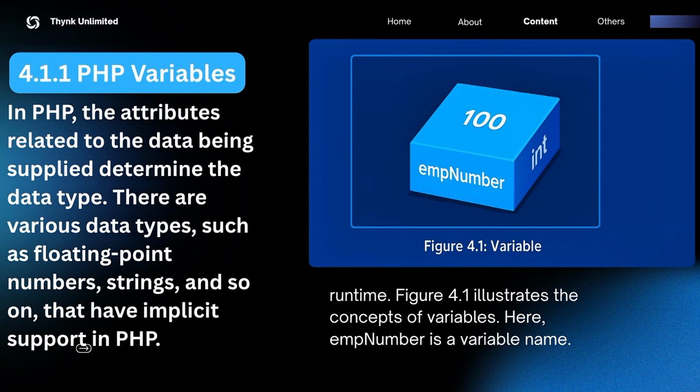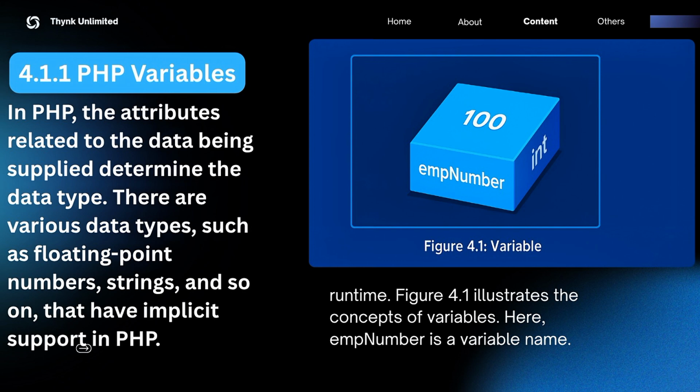For example, if you write $emp_number = 100, here, PHP automatically understands that the value 100 is an integer, and therefore, emp_number becomes an integer variable. Similarly, if you later assign a text value to the same variable, such as $emp_number = "Huzaifa", PHP will automatically treat it as a string. This flexibility allows developers to write cleaner and faster code without worrying about strict type declarations.